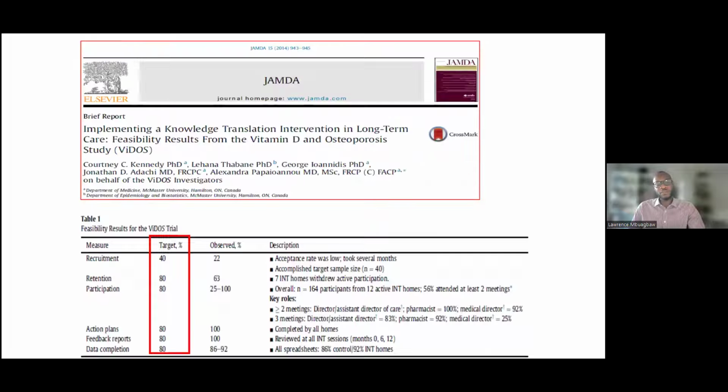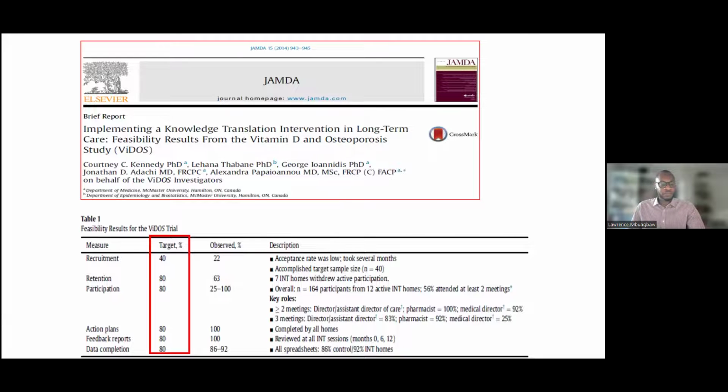Here is another example of a study where they clearly outlined their progression criteria, and as recommended practice, they report what they observe next to it. For example, their recruitment target was 40%, but they observed 22%, right? Suggesting that acceptance was lower than they planned. Their retention rate that they planned for was 80%, but they were only able to retain 63%, right? So if you present the results this way, it clearly gives you a way to interpret the feasibility of your study.